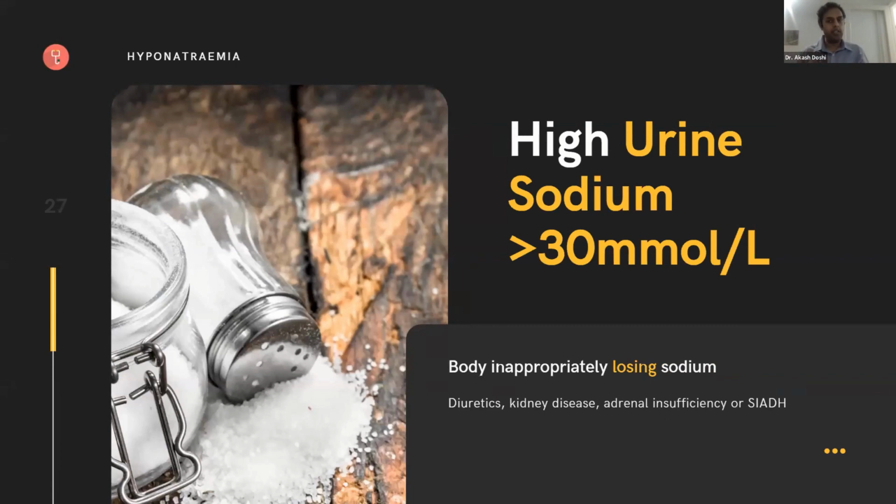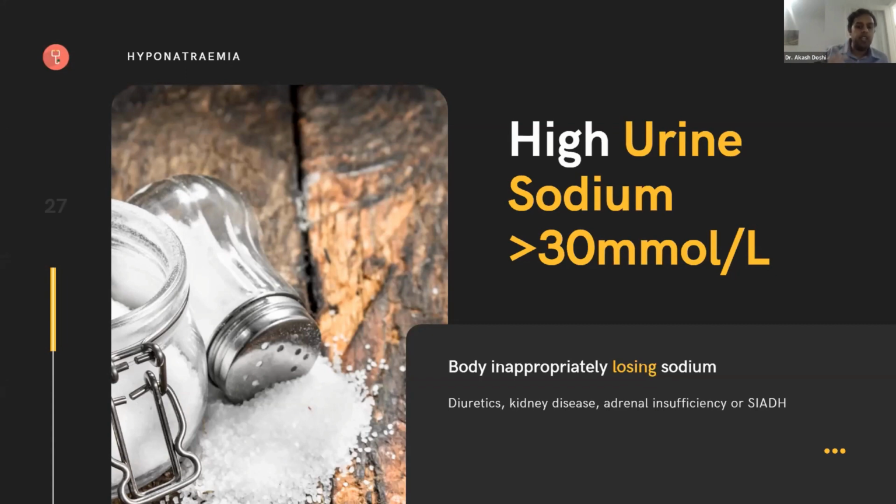On the other side of things, you've got patients with a high urinary sodium. Yeah, the body is losing sodium inappropriately. That can be either because we're doing it iatrogenically, we're the ones giving them diuretics and pushing that sodium out when it really shouldn't be going out, or their kidneys aren't working and aren't able to conserve the sodium, or they've got some sort of endocrine disorder that's doing all of this.